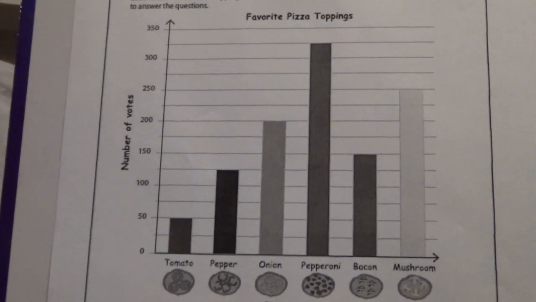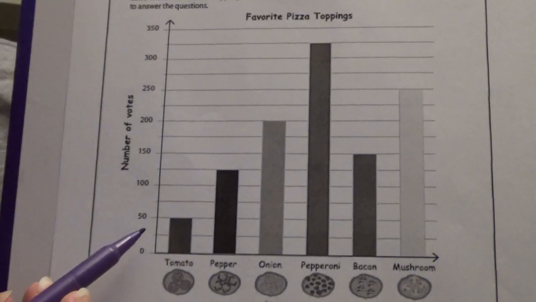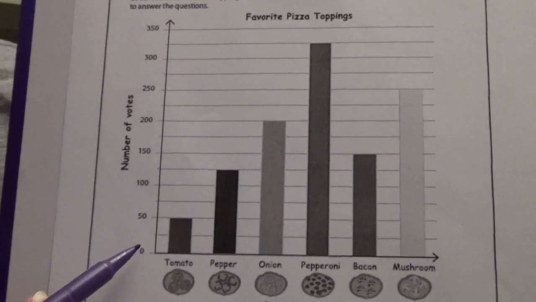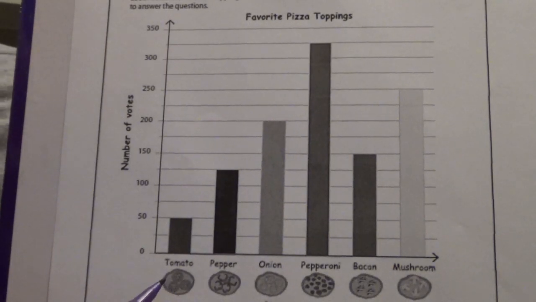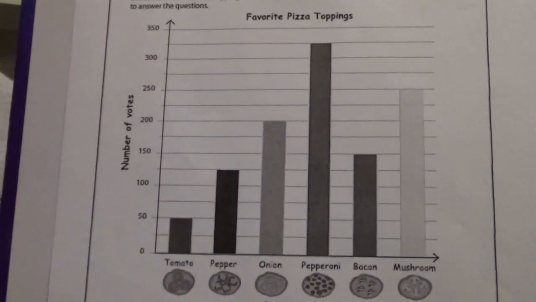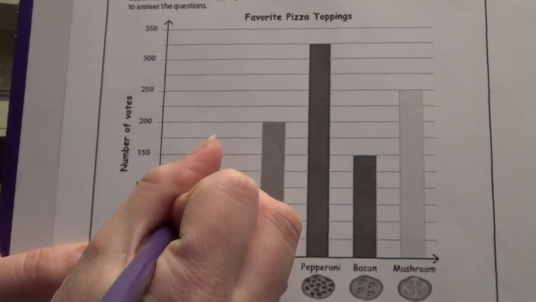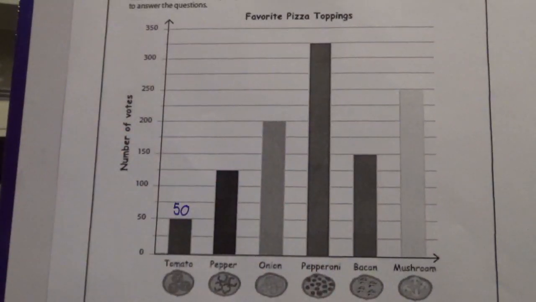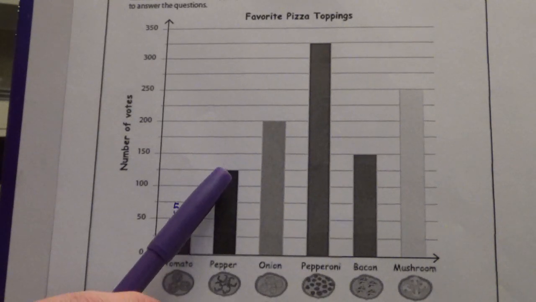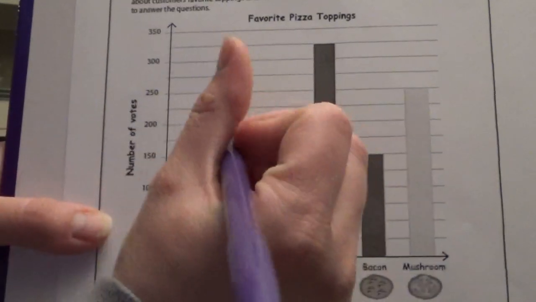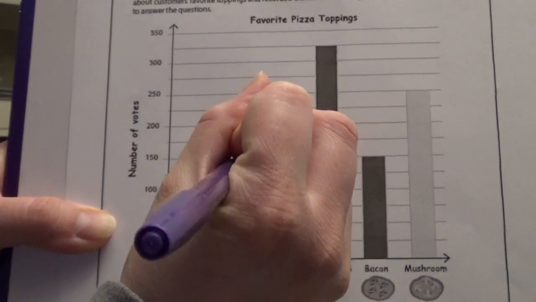Okay. So hopefully you figured out that every line represents 25. So it's counting by 25s. So for the pizza topping tomatoes, it goes right to the line that's labeled with 50. So that has a value of 50. That means that 50 people said that tomato was their favorite pizza topping. Now let's look at pepper. If we look up at the bar here, it's in between 100 and 150, so that value is 125.